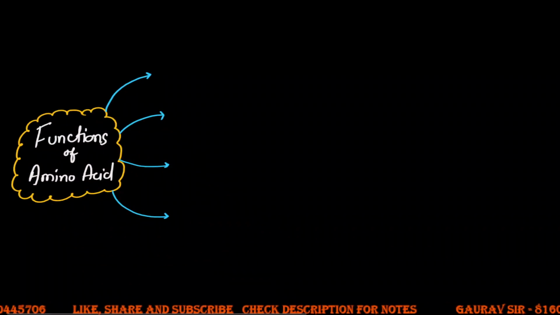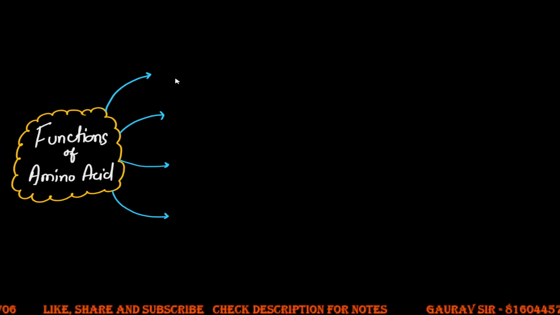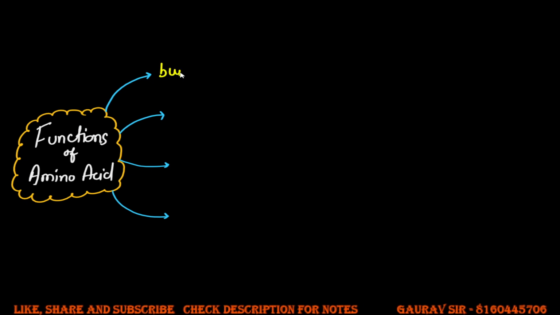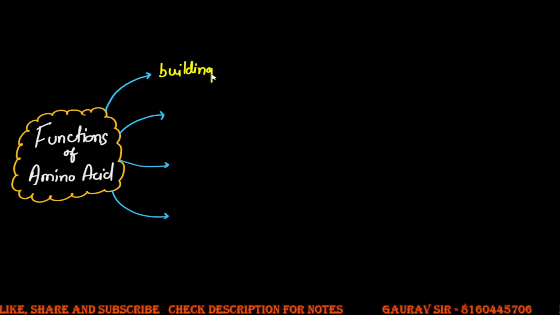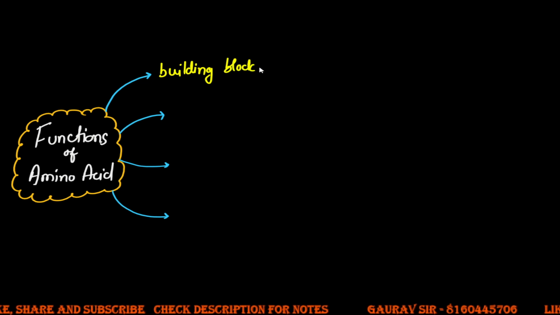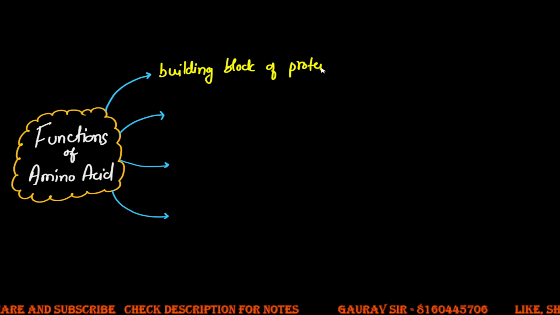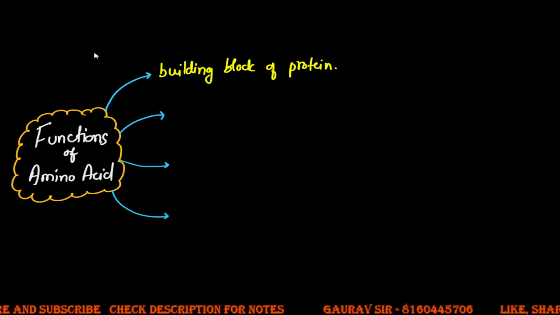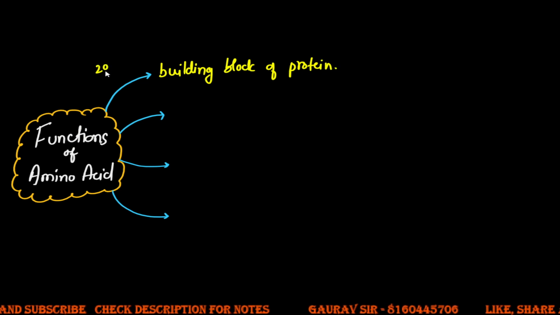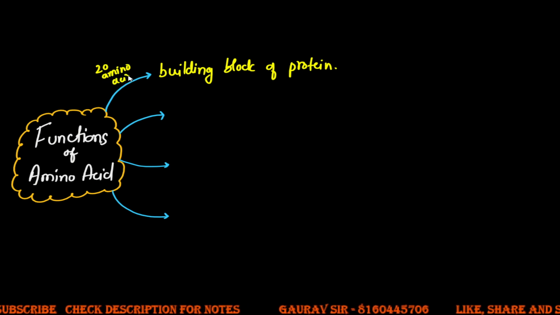My name is Gaurav Shah and in this video we will be discussing the functions of the amino acids. The very first function of the amino acid is that it serves as the building block of the protein. All the proteins that we find in nature have different types of amino acids in them. There are at least 20 amino acids that come together to form the protein.